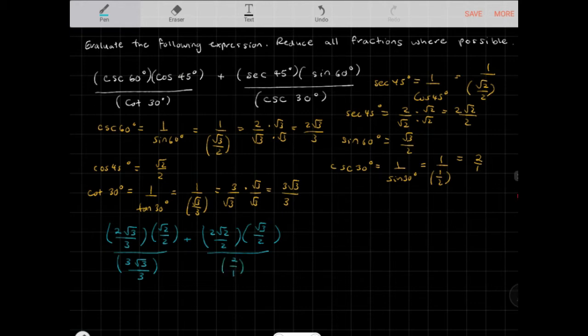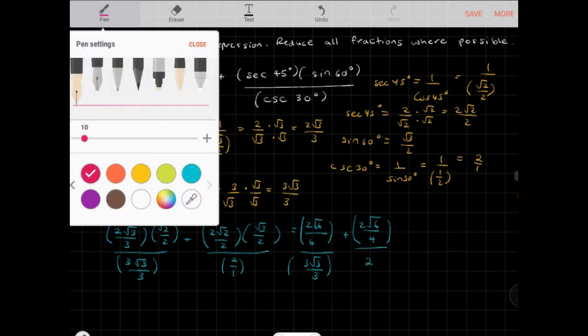And then if I simplify this, I'm going to multiply this out, right? So you get 2 square root 3 times square root 2 here is 2 square root 6 over 6. Okay, I'm going to divide this by 3 square root 3 over 3 plus, right, square root 2 times square root 3, so 2 square root 6 over 4 over 2. Okay, let's simplify this. Let's do this using a different color here.